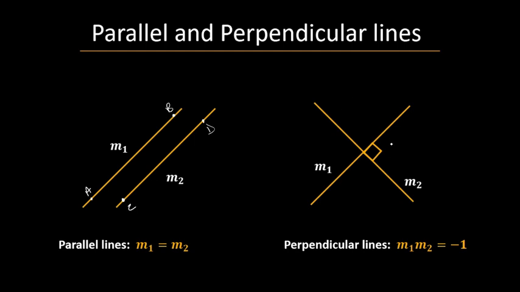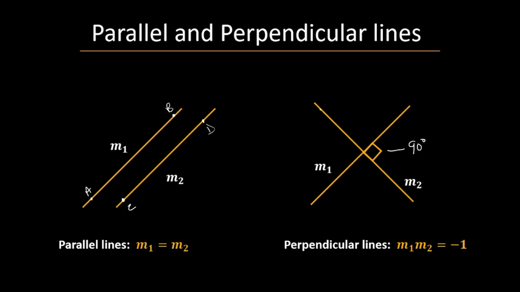Now for perpendicular lines, we have these two lines crossing each other, making an angle of 90 degrees. So as you can see over here, we have an angle of 90 degrees. If we have two lines crossing each other at an angle of 90 degrees, then we can describe those two lines as perpendicular lines.